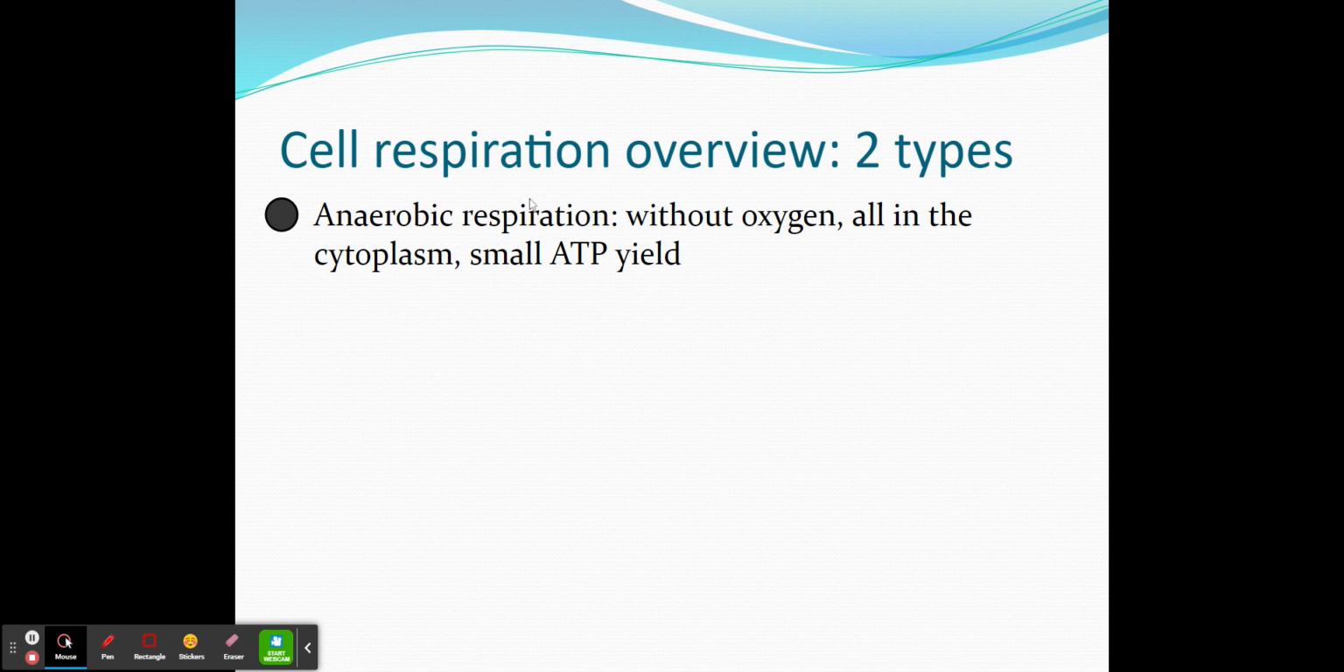Okay, we have 2 types of cell respiration. Anaerobic, an means not. So this is the one that's no oxygen. That's going to be a little bit of ATP. Without oxygen, you can't use the mitochondria, so it's all in the cytoplasm. This is an emergency situation. We just need to get as much ATP as we can. We're not going to get enough. Okay, the 2 steps of anaerobic are glycolysis, then fermentation. Okay, GF.